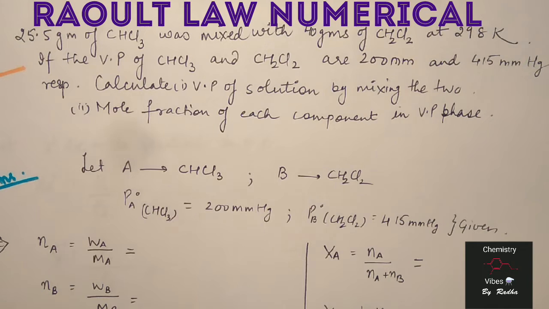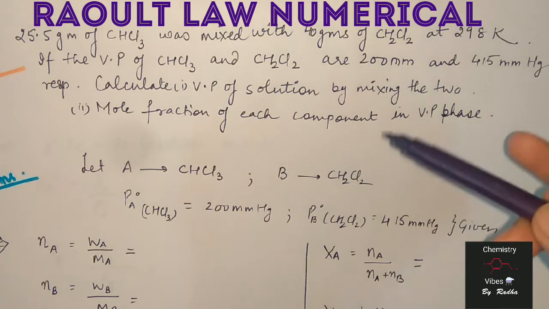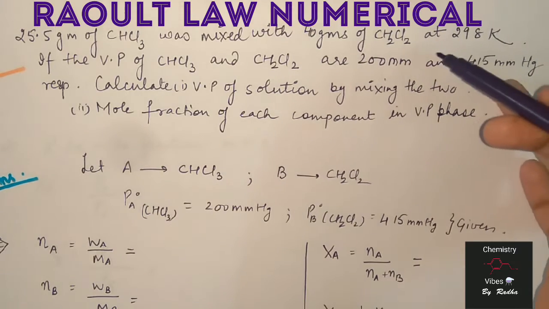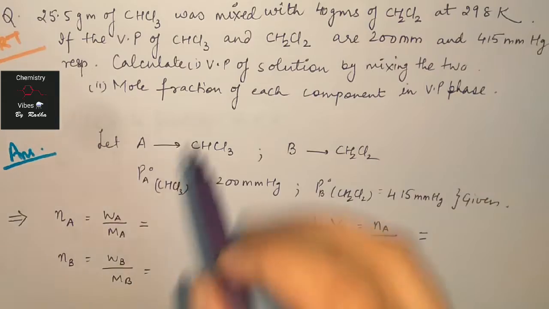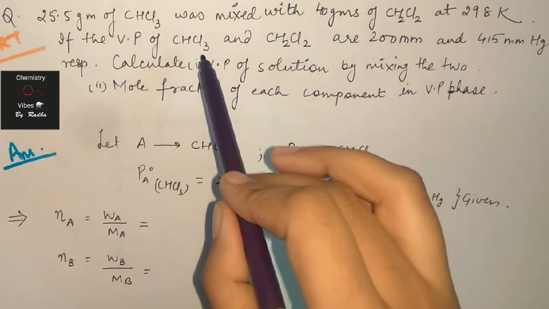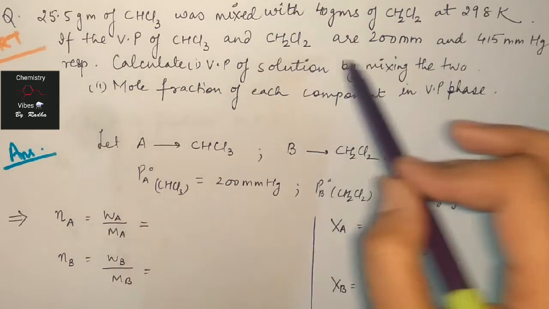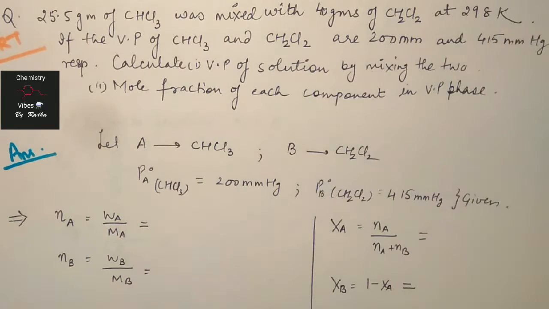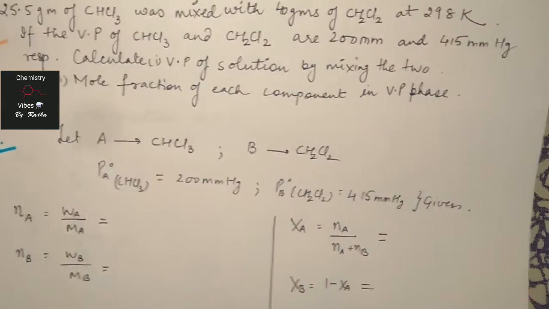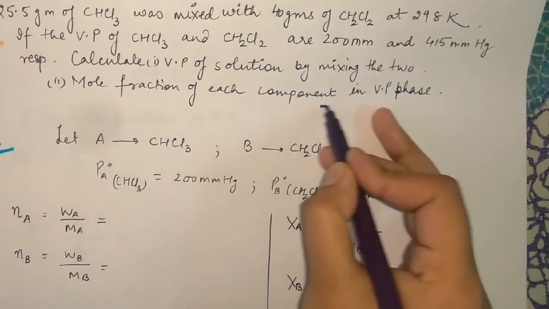The numerical goes: 25.5 grams of CHCl3, chloroform, was mixed with 40 grams of CH2Cl2, dichloromethane, at 298 Kelvin. If the vapor pressure of CHCl3 and CH2Cl2 are 200 millimeter of Hg and 415 millimeter of Hg respectively, calculate the vapor pressure of the solution by mixing the two. That is the first part. The other thing you have to calculate is the mole fraction of each component in the vapor phase.